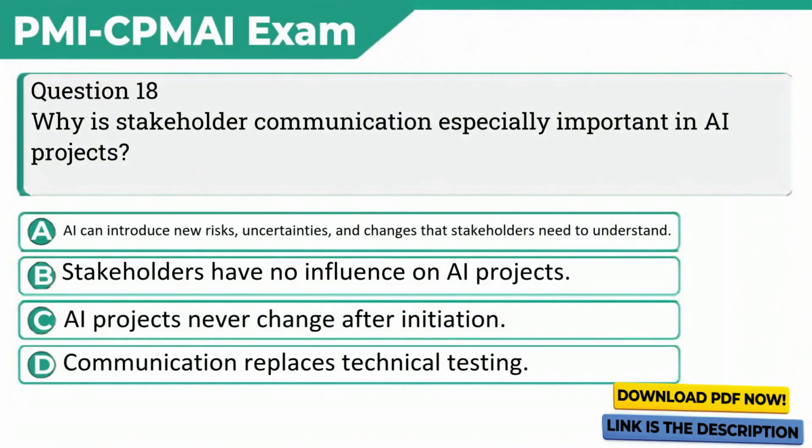Question 18. Why is stakeholder communication especially important in AI projects? A. AI can introduce new risks, uncertainties, and changes that stakeholders need to understand. B. Stakeholders have no influence on AI projects. C. AI projects never change after initiation. D. Communication replaces technical testing.